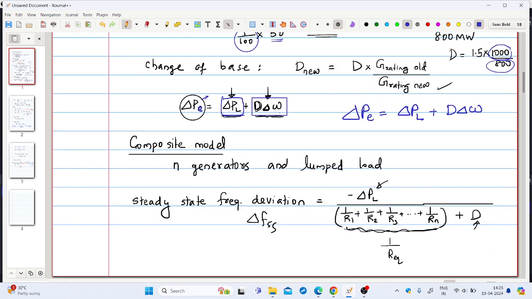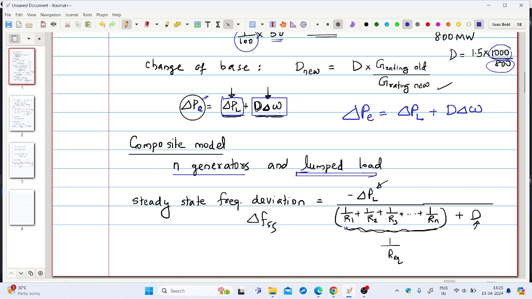Then a composite model will be something where you have n number of generators and loads. For analysis purposes, these loads are lumped into a single load, a lumped load. Then the steady state frequency deviation can be shown to be equal to minus delta PL divided by the sum of the reciprocals of the droop coefficients plus D, that is, minus delta PL by 1 by R1 plus 1 by R2 plus etc. up to 1 by Rn plus D.